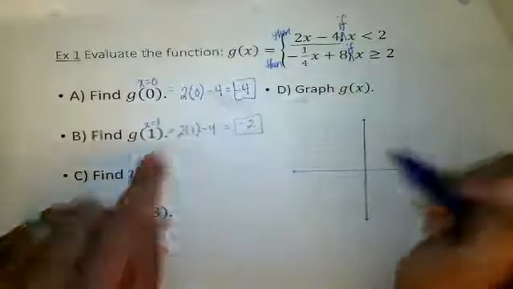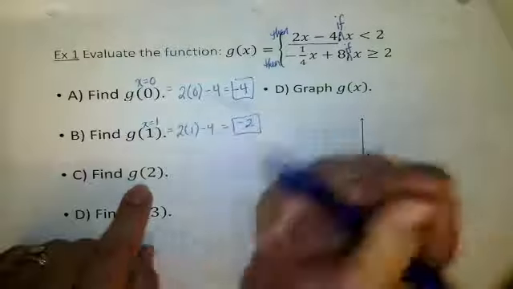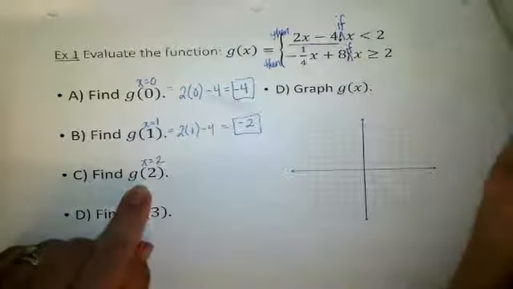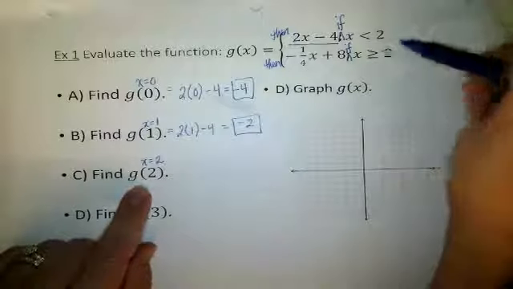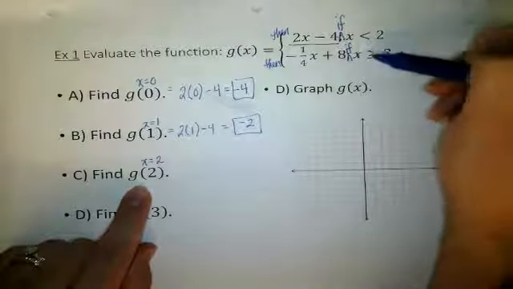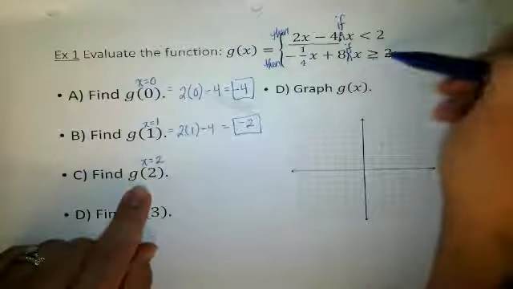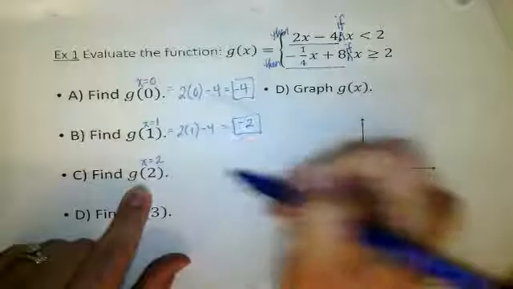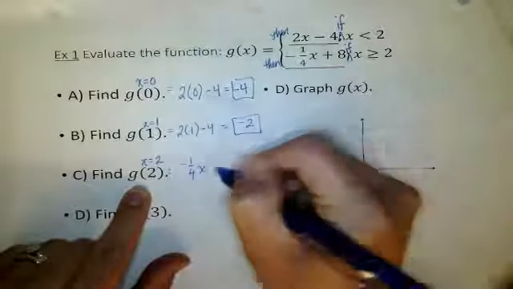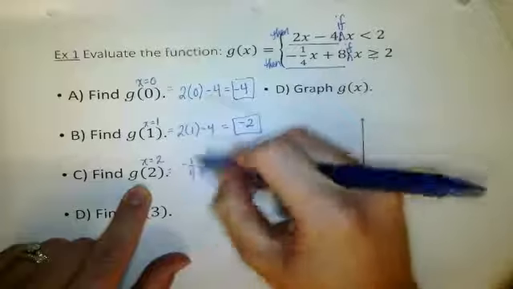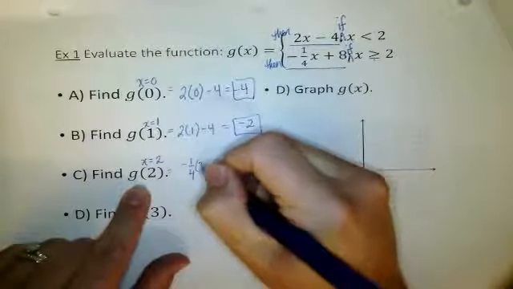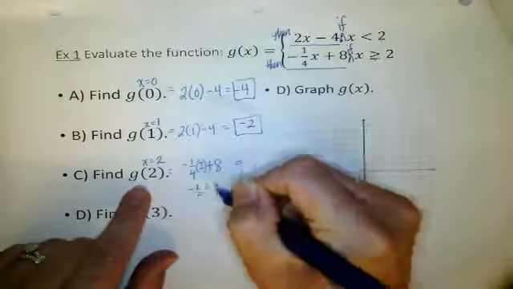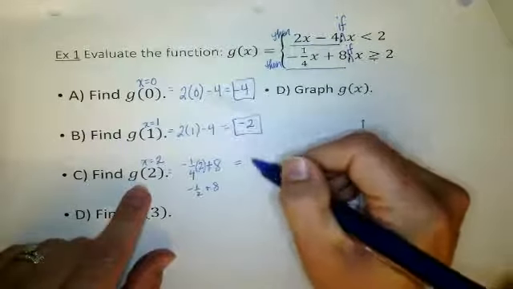negative 2. Okay? What does find g of 2 mean? Plug in a 2. It means x is 2. Do we use the top or the bottom? Bottom, why? Because 2 is greater than or equal to 2. So this condition is satisfied, so we can use our second equation. So negative 1/4 x plus 8. And what am I plugging in place of x? 2. That would be negative 1/2 plus 8, 7.5, okay?